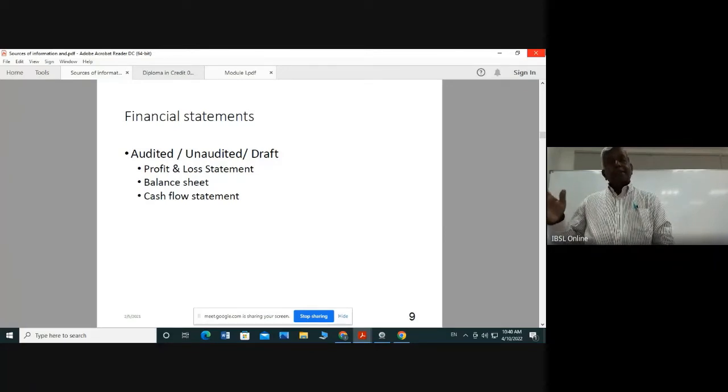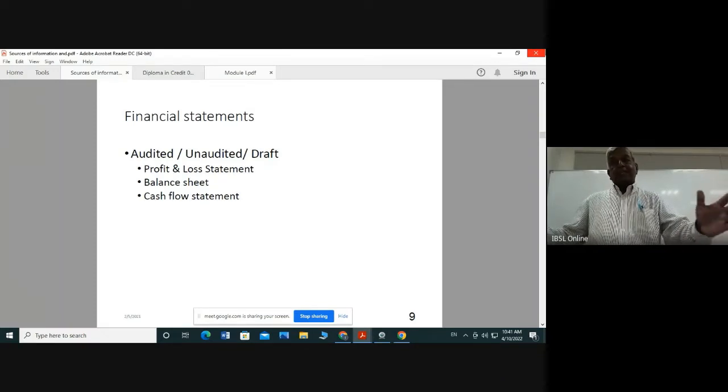Draft. The company's accountant has prepared it, maybe the board would have gone through it, but it is not yet handed over to the auditors. It is draft. So audited is the most corrected one. Unaudited may have mistakes that could be corrected. Draft means the corrections are not yet attended. So audited is more reliable, unaudited is less reliable than audited, and draft is less reliable than unaudited.